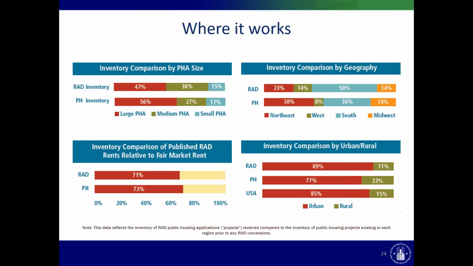I want to take a moment just to say that as we've looked at the data, we haven't found any trends in where or in which PHAs RAD has worked better or worse. From what we see, RAD is operated successfully by PHAs of all different sizes and across the U.S. and with a wide range of rent levels, and there doesn't seem to be any clear trend that RAD works better or worse in particular areas.